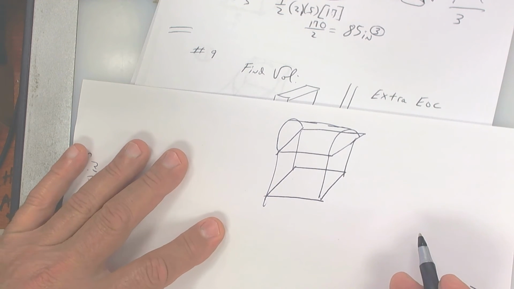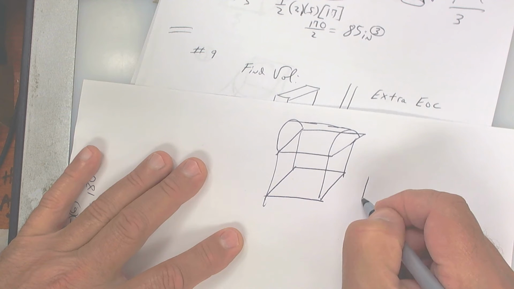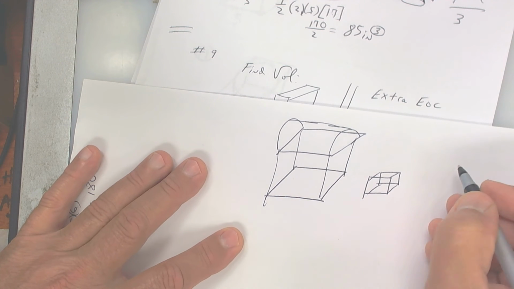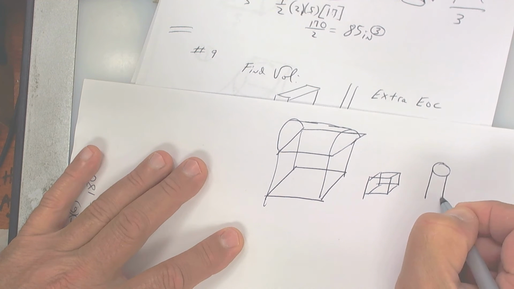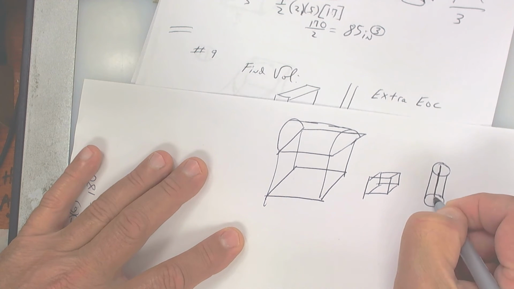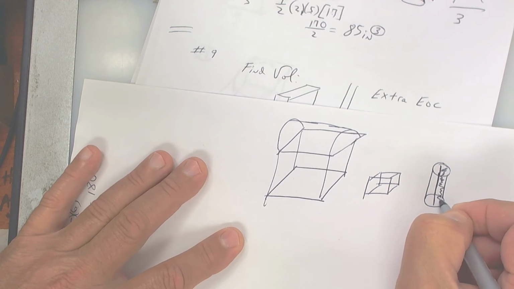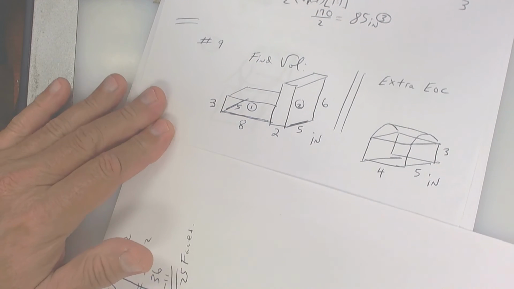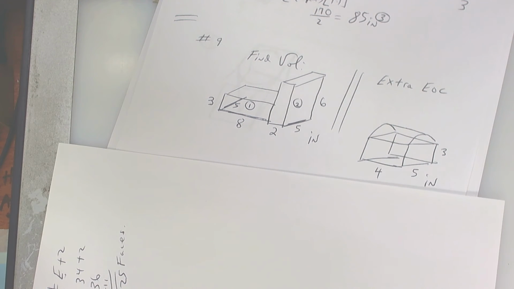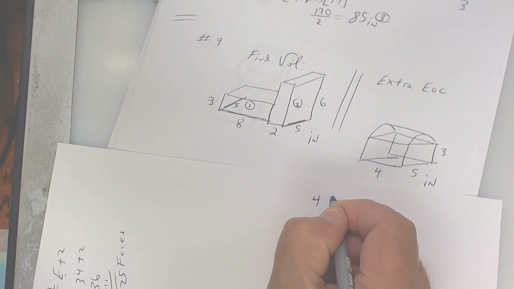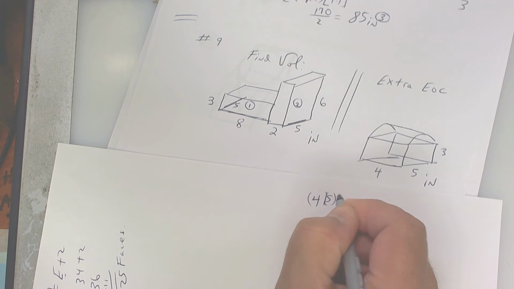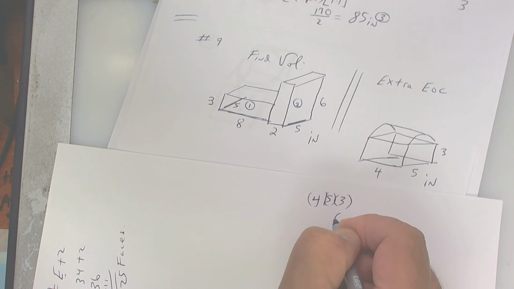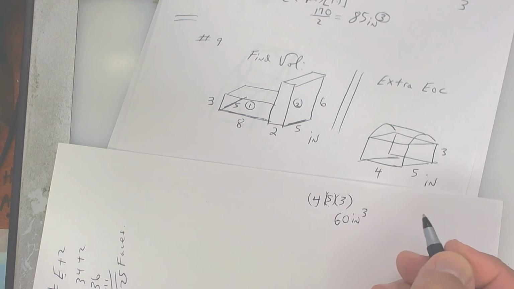So what you have here is you have a box. So we're going to do the volume of a box. And then you have half of a cylinder. The top is only half of the cylinder. Okay, so let's take a look at this one. Here we go. The bottom's easy. The bottom is just length times width times height. So it's 4 times 5 times 3. So that's 20 times 3 is 60. So the bottom is 60 cubic inches.